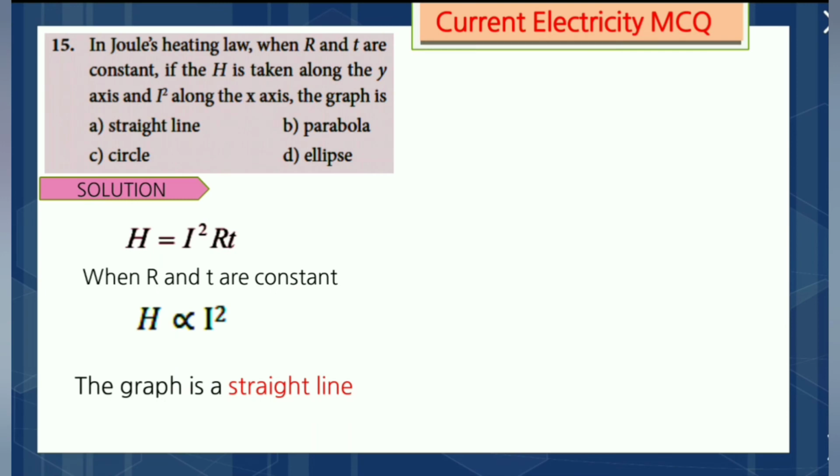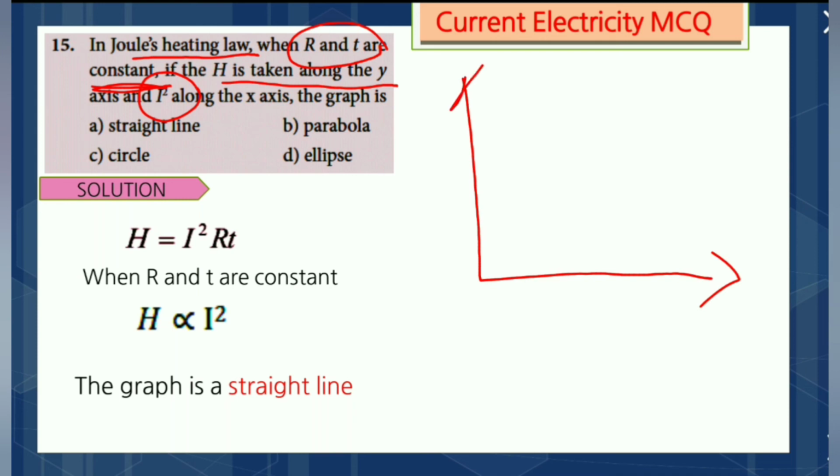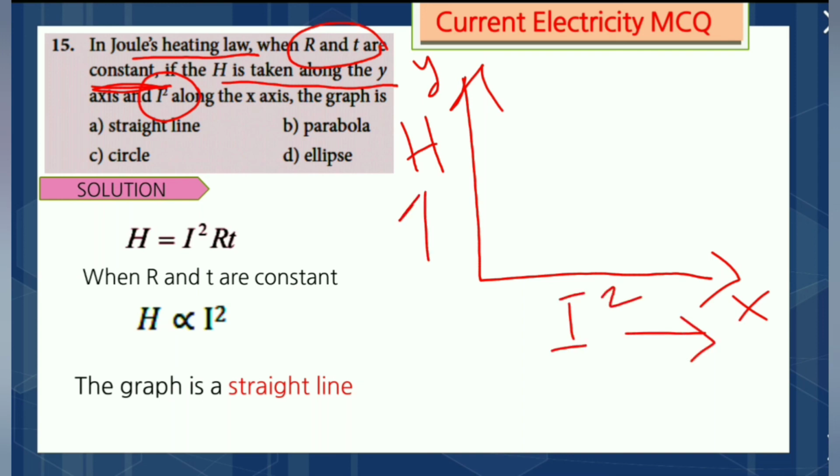Question number 15. In Joule's heating law, when R and T are constant and H is taken along the y-axis and I squared is taken along the x-axis, we draw the graph. What is the graph when R and T are constant?